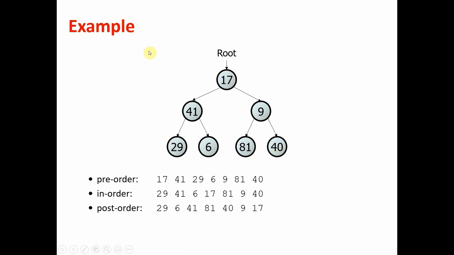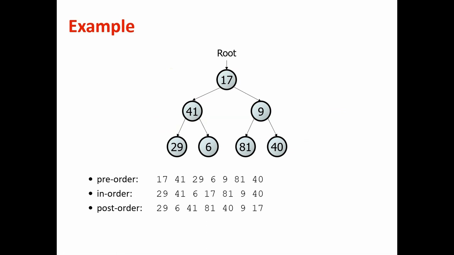For the post order, it's going to be left, right, then the node. Left, right, then the node. So again, we start from the root. Can I display it? No, because first I have to display all its descendants, starting from the left subtree. I go to the left subtree. Okay. I can't display it because I have to display all its descendants first, right?